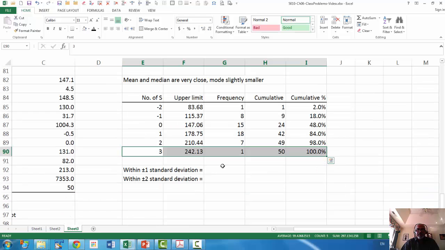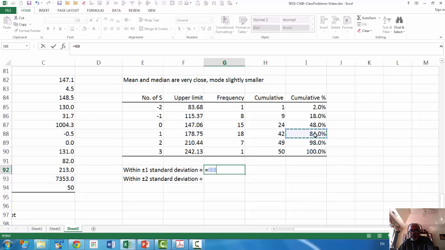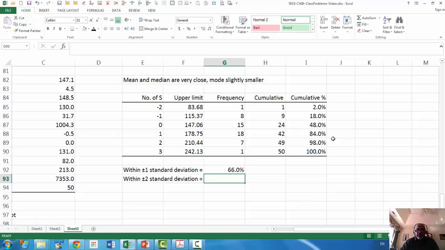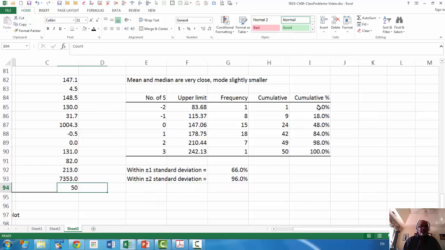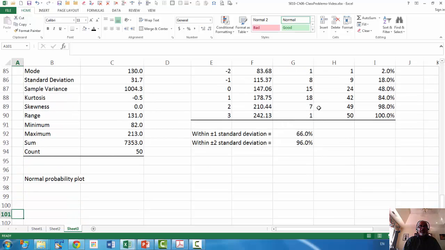So plus or minus 1 standard deviation. So here plus or minus 1 standard deviation is between 84 and 18%. So it will be like that minus that gives us the plus or minus 1 standard deviation range, which is supposed to be like about 68%, and we have 66%. Plus or minus 2 standard deviation would be that minus that. We are supposed to have 95%, and here we have 96%, which is really good. So empirical rule checks out, mean, median, mode being the same checks out. So every indication is that normal probability distribution assumption for the utility charges data is a good one.